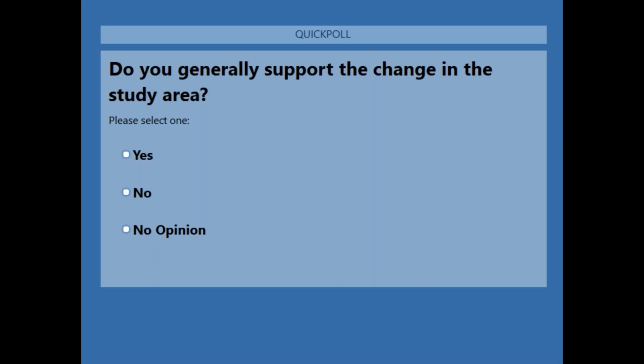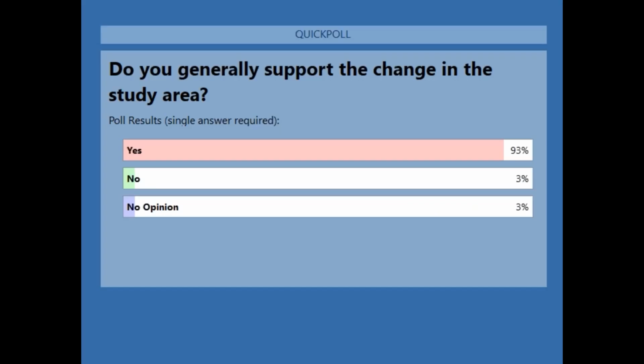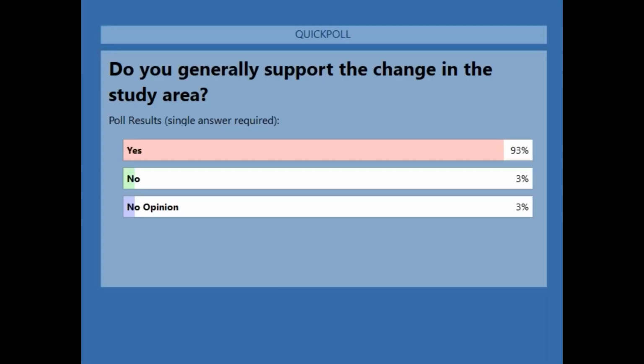Okay, we're going to close the poll down. Okay, so we have it. We're going to move forward on this. So that's our study area moving forward. I appreciate your input, and hopefully that was a little bit of fun.